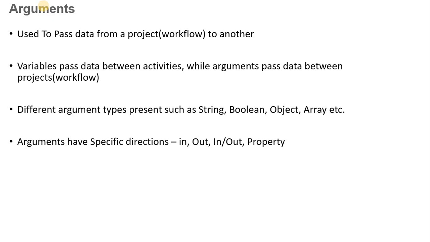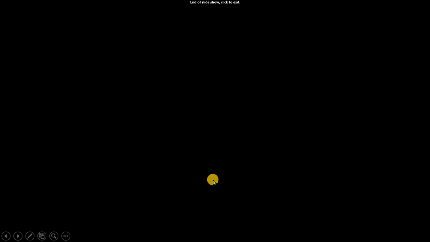The only difference between an argument and a variable is that an argument is used to pass data from one particular workflow to another workflow. We will see that in a practical way. So an argument is used to pass data from one workflow to another workflow. A variable passes data between activities, while an argument passes data between workflows. We'll see how we can use the arguments here.